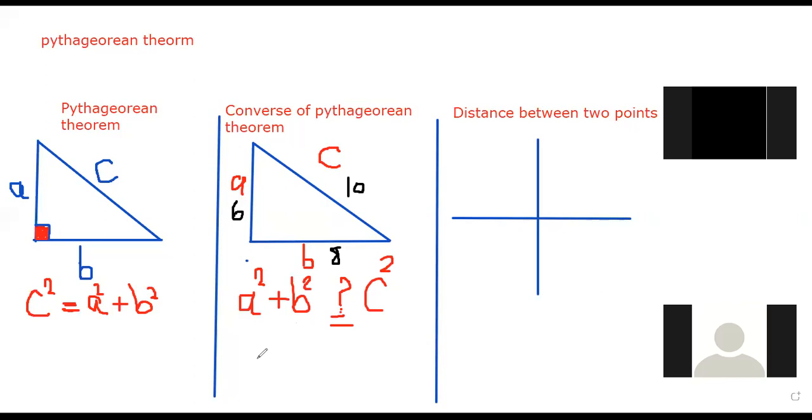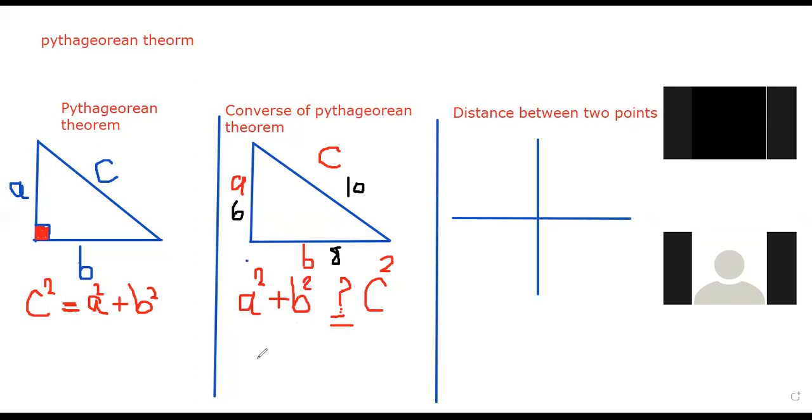Okay, so we will make 6 to the power of 2 plus 8 to the power of 2 equal 100. Then 10 to the power of 2 will also be 100. That means it is a right triangle. Then we make the leg plus leg, and only the hypotenuse.